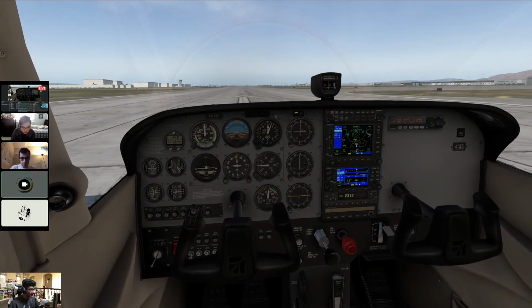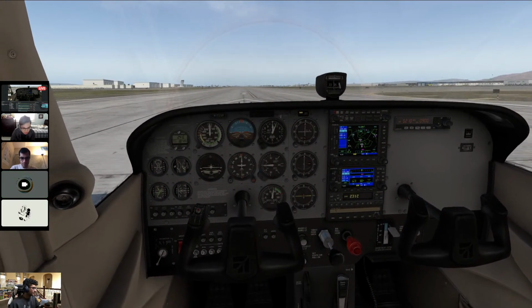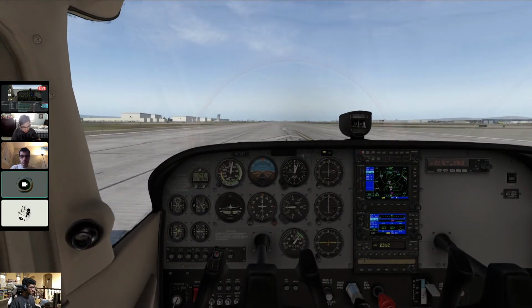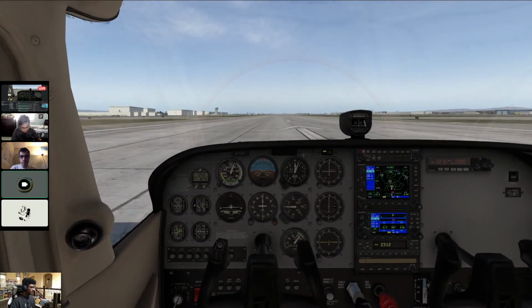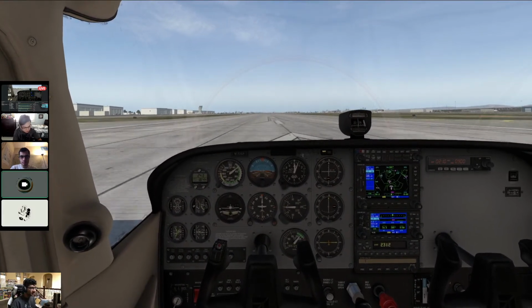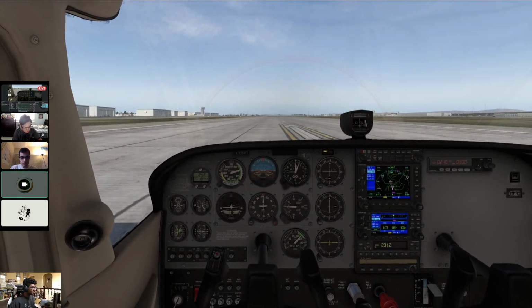Let's get some loudness in here. All right, going full throttle now. Whoa, I can't keep straight. Wait till 60 knots before rotating, or pulling back on the yoke. Just so you remember, 60 knots is rotation time.